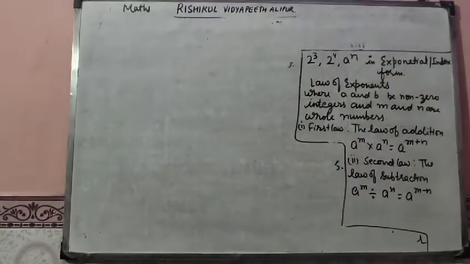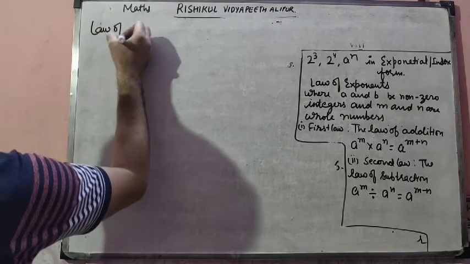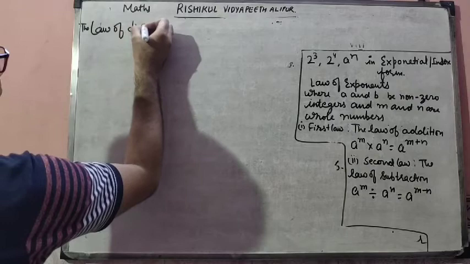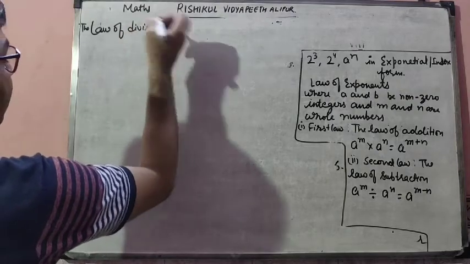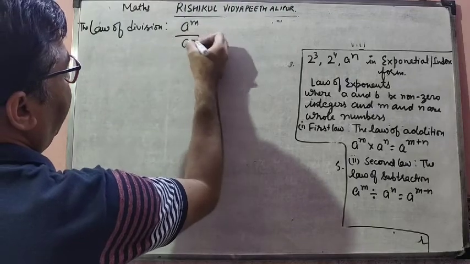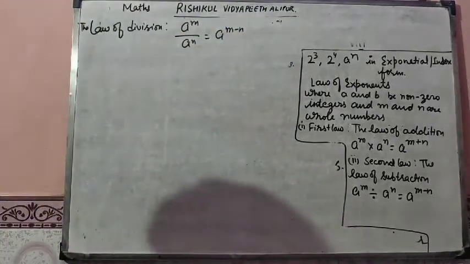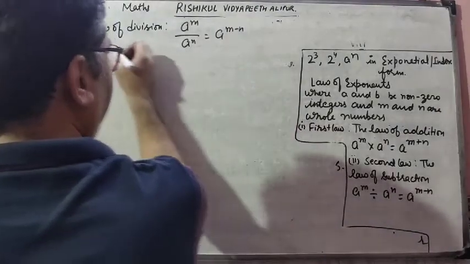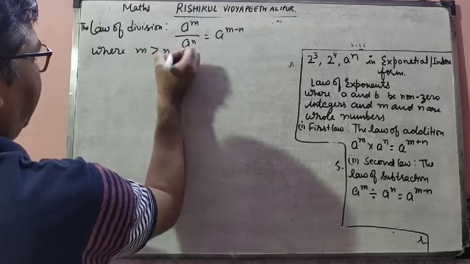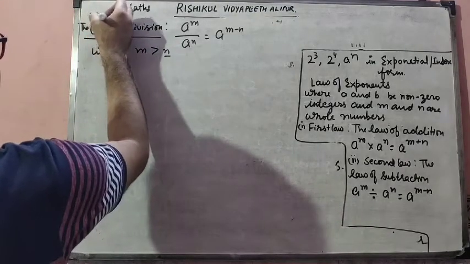The third law is called the law of division, that is a raised to power m divided by a raised to power n is equal to a raised to power m minus n, where m is greater than n. This is called the law of division or third law.